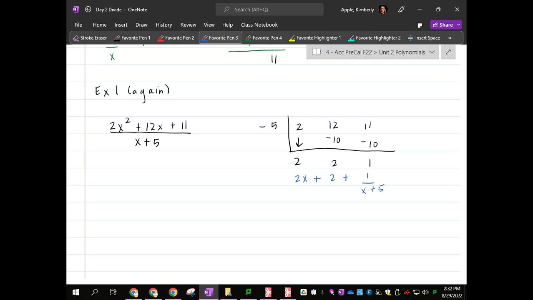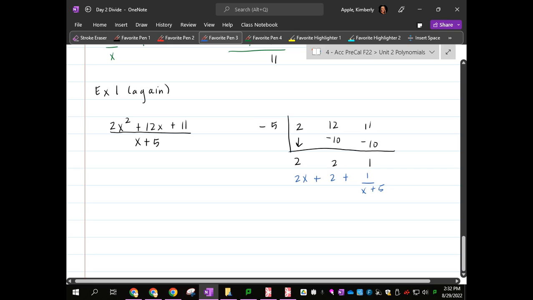I was wondering, I remembered it being so much easier last year. But the rules are, this must be a linear binomial factor. And what I mean by that is there can be no coefficient here. It's gotta just be x plus a number or x minus a number. If you have an x squared, if you have a 2x, you must use long division. You have to work it all the way out. But if you're working with this, it's game every single time.